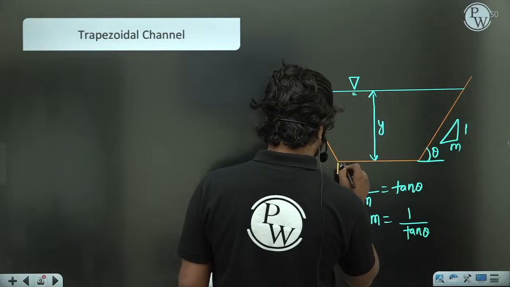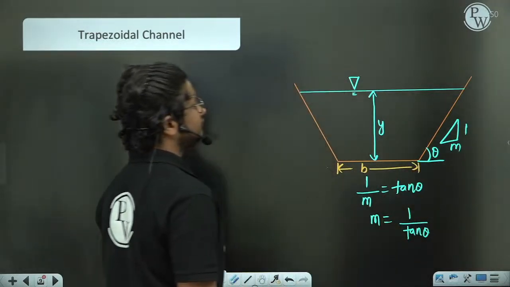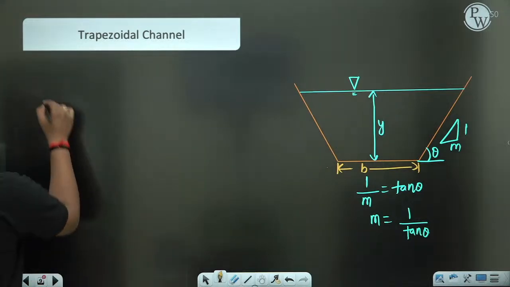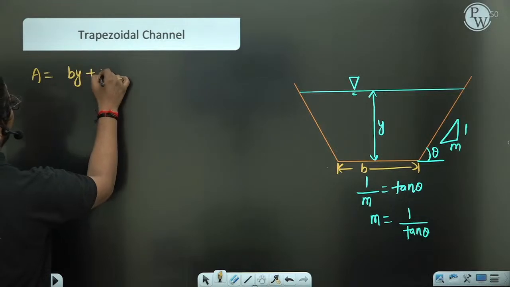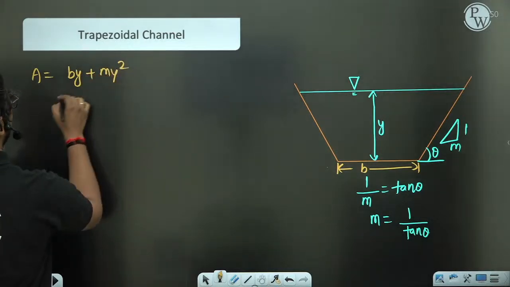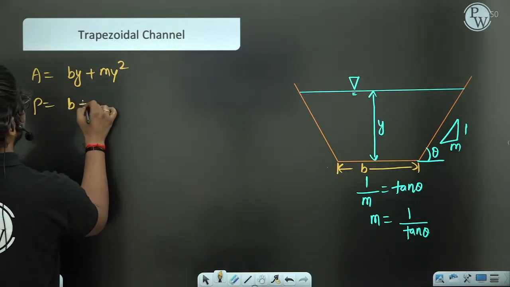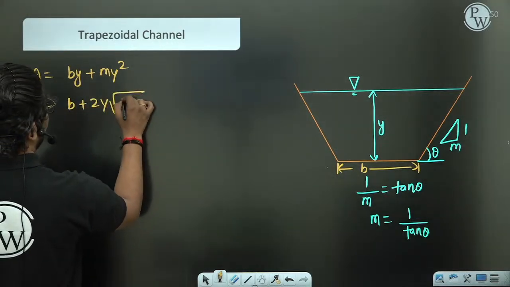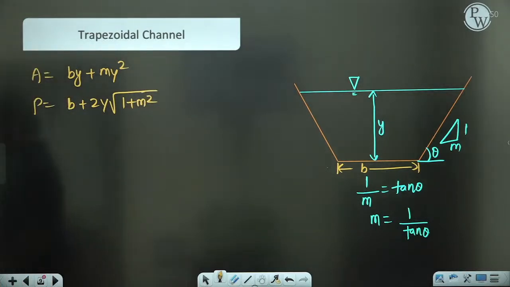Here again, b is only the width. So first two things, that is the area. Area will be by plus my square. You are already knowing this part. And the perimeter will be b plus 2y root under 1 plus m square. This is the area and the perimeter.